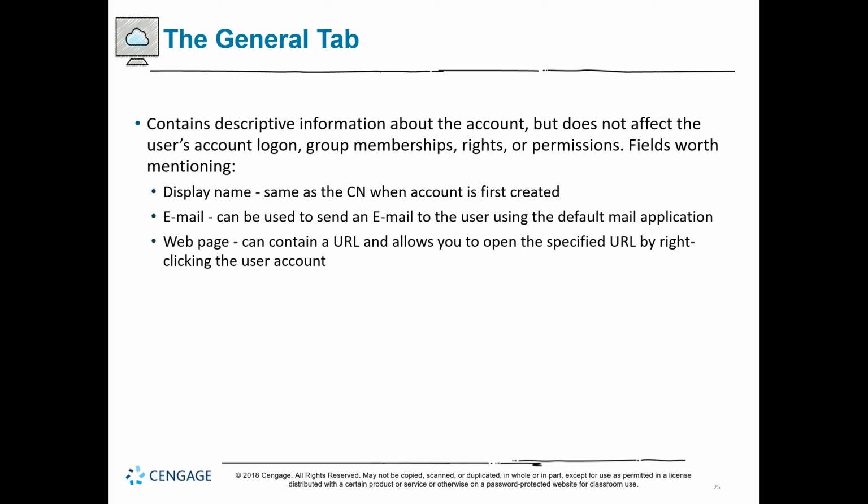The General tab contains descriptive information about the account, but does not affect the user account's login, group membership rights, or permissions. Fields worth mentioning: display name, same as the CN where the account is first created. Email can be used to send an email to the user using the default mail application. Web page can contain a URL that allows you to open a specific URL by right-clicking the user account. That one was not used very often, at least in the small to medium businesses I worked with.